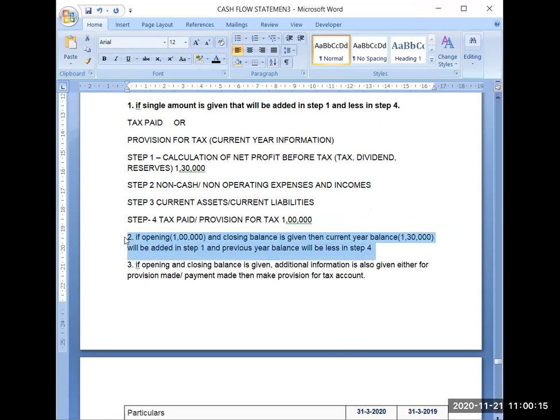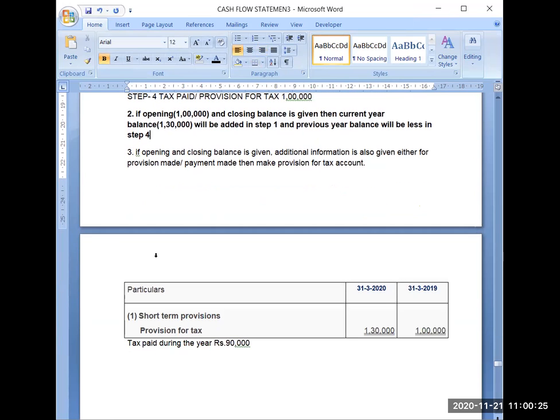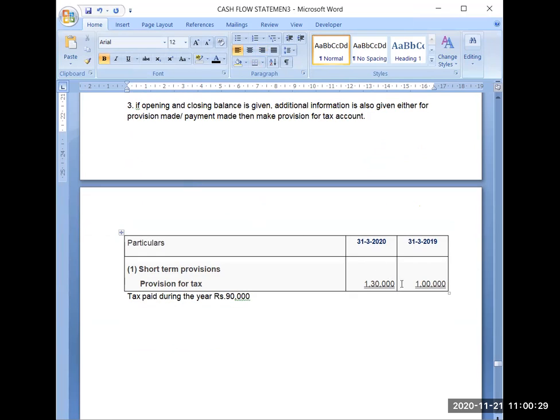This is case second. Now this is clear. Okay, now coming to case third. In case third, what will happen? You have been given the opening balance as well as closing balance, but along with that, you have been given one more information in the additional information section. So now you are having 3 informations regarding tax. Now in that situation, what to do?